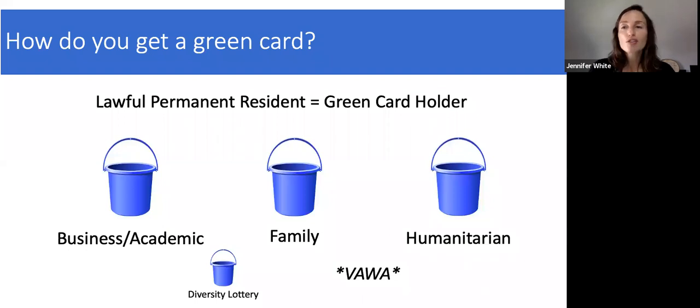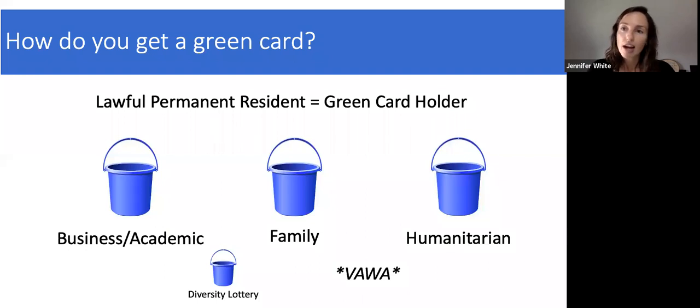Another small option, a very, very small bucket, is the diversity visa lottery. I've personally never had any success for a client through the diversity visa lottery, but folks, if they're from the designated countries, can apply. So it's just good to know about. Now I put in here a little flag for myself to remind myself to explain to you what VAWA is.